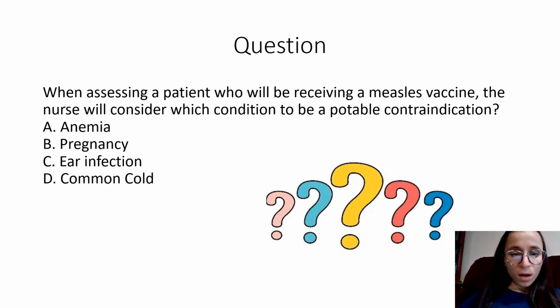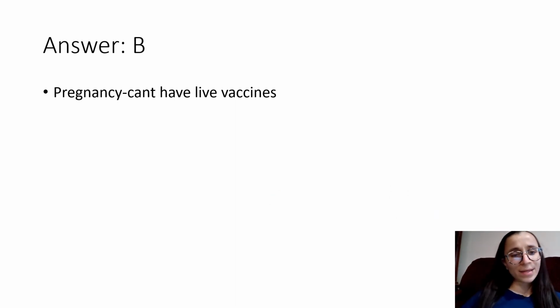Question. When assessing a patient who will be receiving a measles vaccine, the nurse will consider which condition to be a contraindication: anemia, pregnancy, ear infection, or the common cold. So which one could you not get the measles vaccine with? It's going to be B, pregnancy, because you can't have live vaccines like the measles.